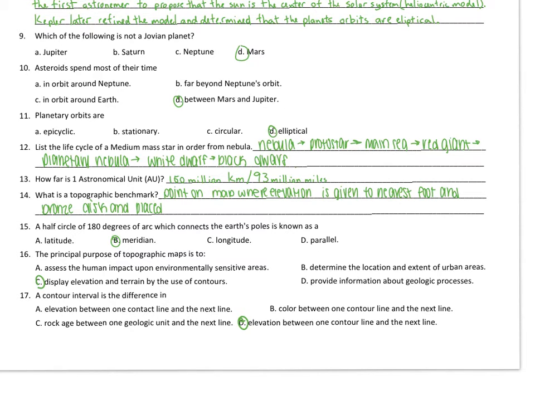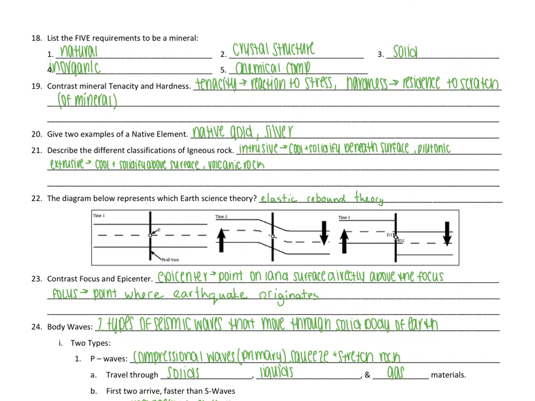Good. Contour interval is the difference in elevation between 2 contour lines, or as it says here, elevation between 1 contour line and the next line. List the 5 requirements to be a mineral. First off, it must be naturally occurring, meaning that it's not man-made. Must have a crystalline structure, must be solid, must be inorganic, must have a definite chemical composition.